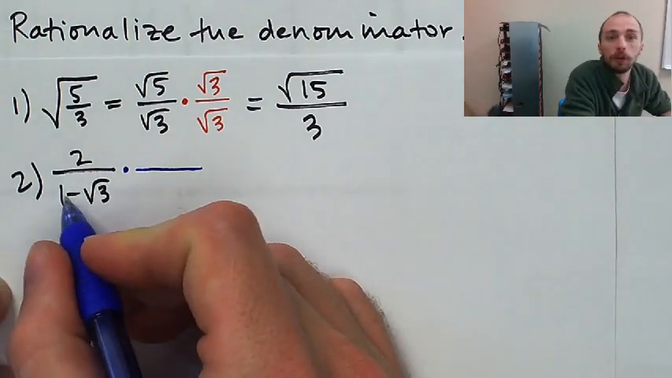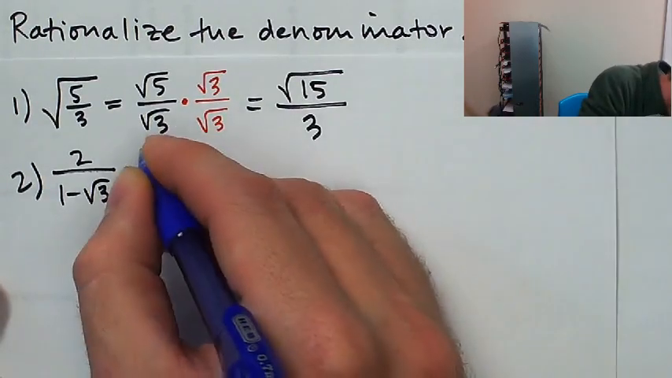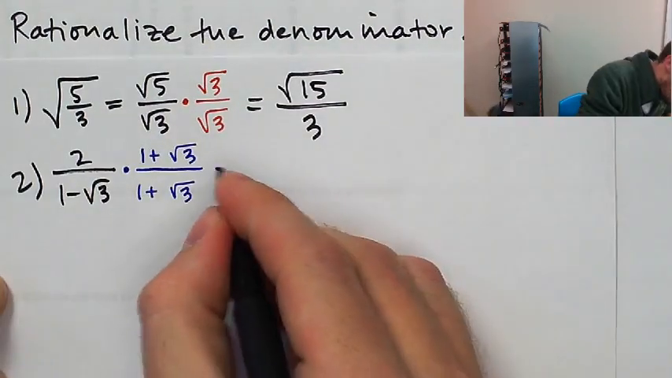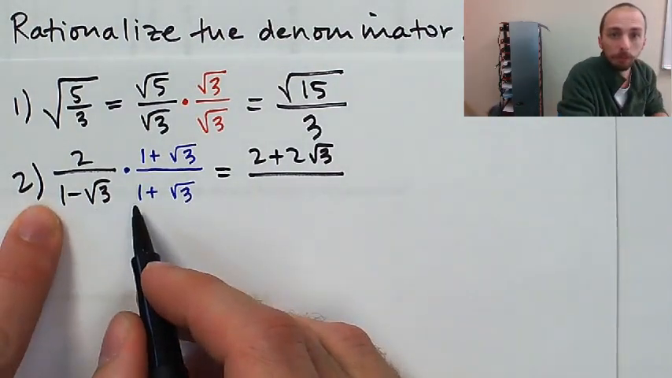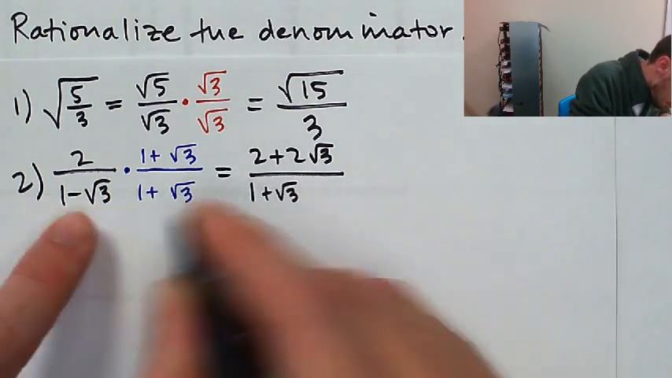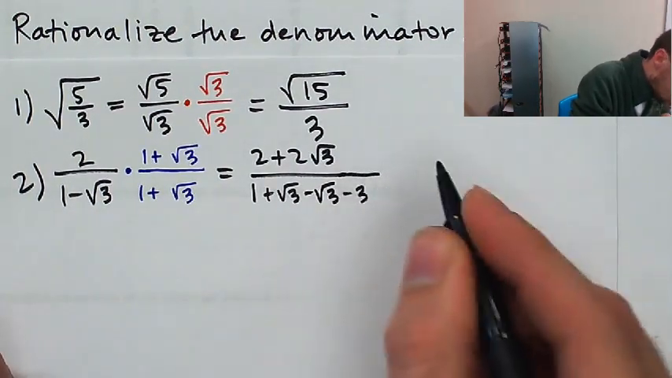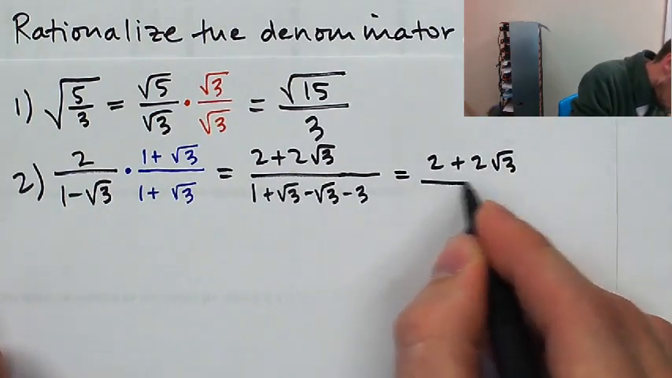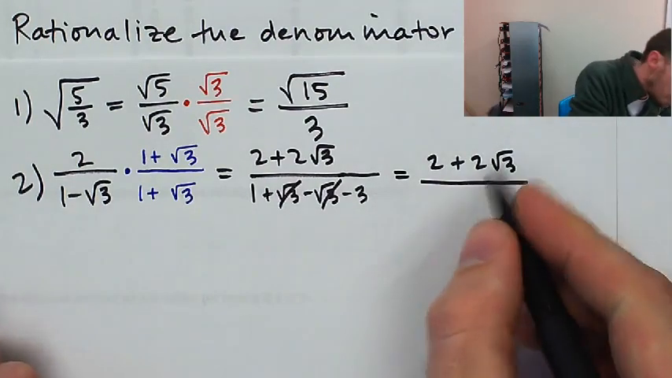So I'm going to say the radical conjugate of 1 minus square root 3 is going to be 1 plus square root 3. And I've got to multiply by 1 to be fair. I'm going to multiply that out, and this is going to be 2 plus 2 root 3 divided by, over here, I'm going to FOIL: 1 times 1, plus root 3, minus root 3, minus 3. So this is equal to 2 plus 2 root 3 divided by, well, these are going to cancel off, and that's why we chose the conjugates. That always happens when you do that. 1 minus 3 is negative 2.